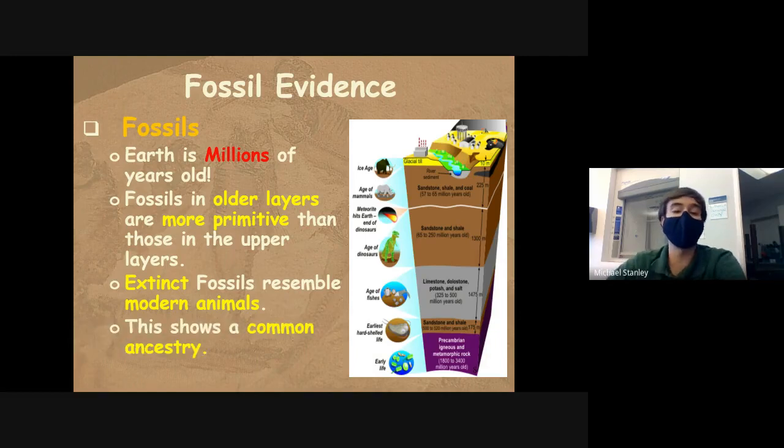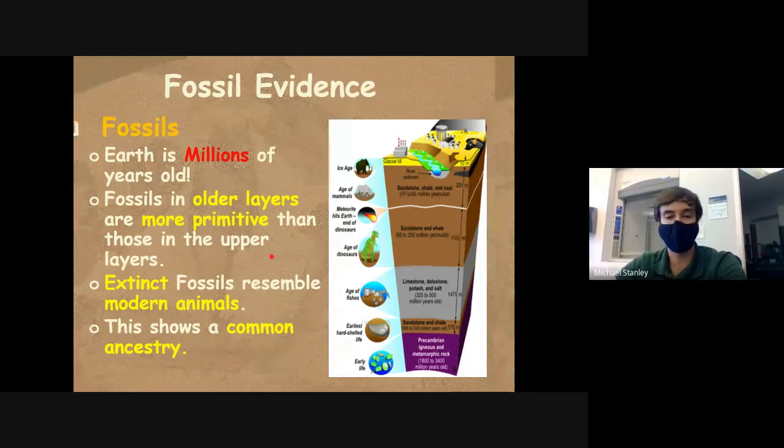However, they're not completely 100% different. Even these extinct, ancient, millions-of-years-old fossils still resemble modern plants and animals. So it shows this common ancestry, this idea that the animals from millions of years ago slowly changed and developed over time into the animals and plants that we have today.